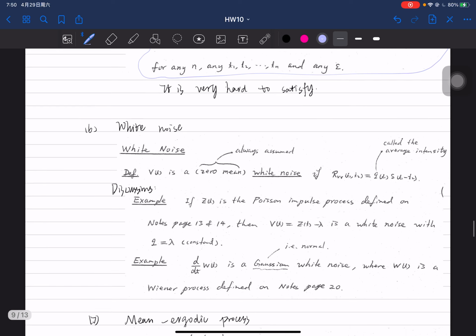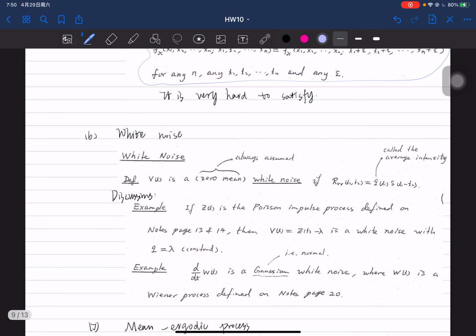The sixth question is about white noise. The white noise means that the process has zero mean and impulse autocorrelation function.